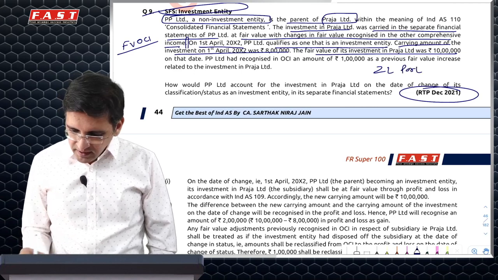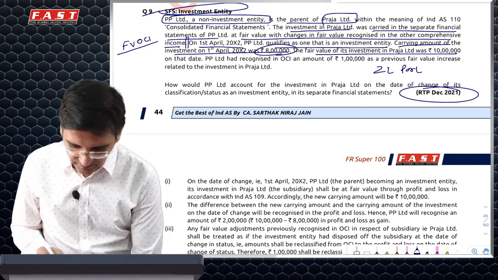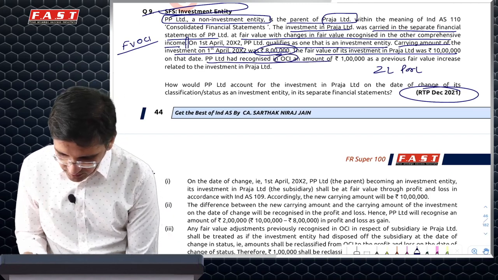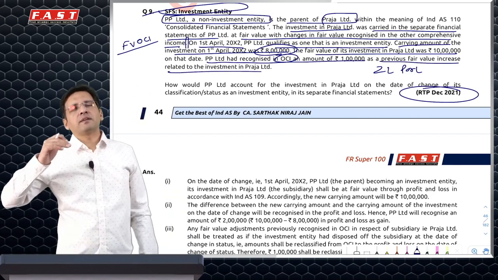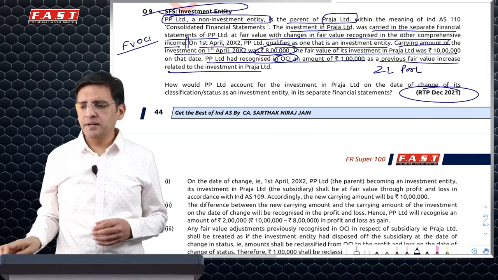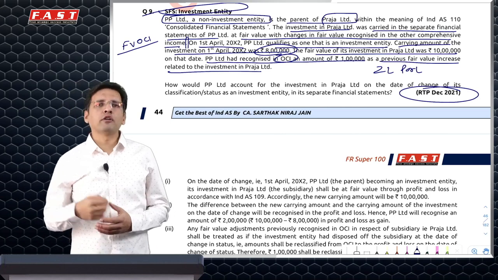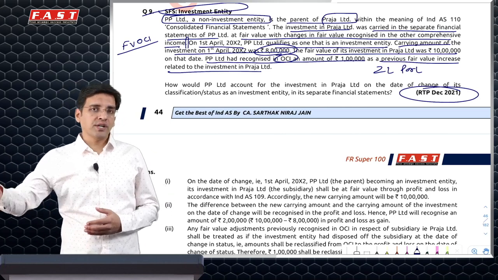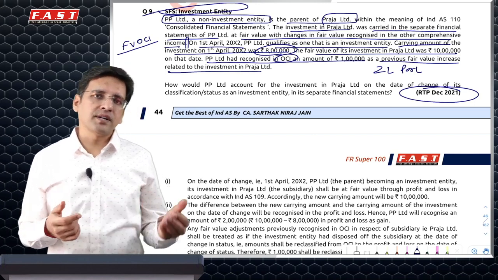But it says that 8 lakh rupees is the current carrying amount. It is not the cost. It says PP has recognized OCI of 1 lakh as previous fair value increase. So in separate financial statement, this was a non-investment entity. Non-investment entity in separate financial statement can measure its investment at cost or fair value. And fair value also OCI or PRL. But OCI has to be OCI NR because it is equity investment.